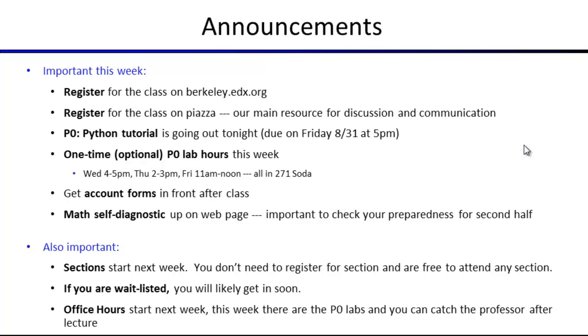There'll be one-time optional lab office hours listed on the slide there. They're meant to help you get going on P0. A lot of you will just look at P0 and be done in an hour or two, and that's it. But if you haven't worked with Python before, haven't worked in Unix before, and so forth, it might be useful to come to the lab hours, bring along your laptop, or use the instructional machines right there, and GSIs will be there to help you.